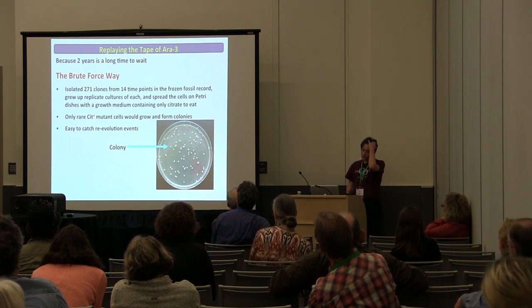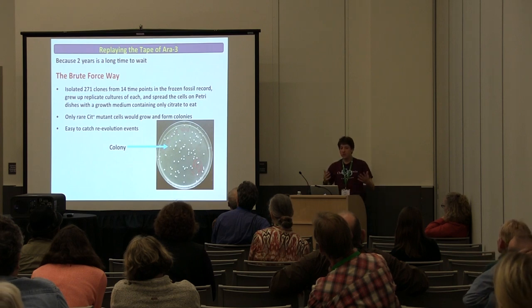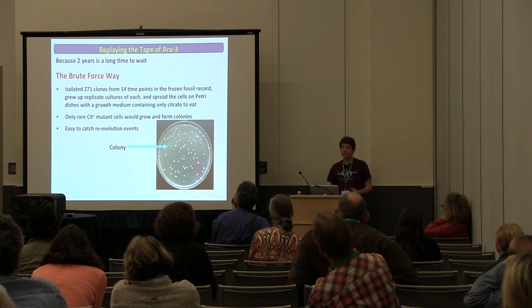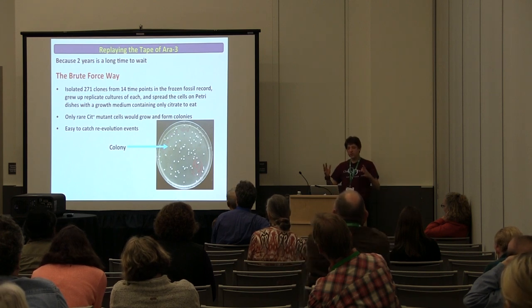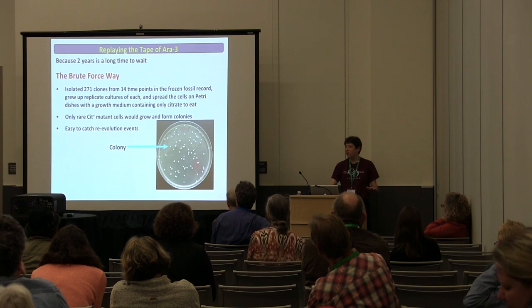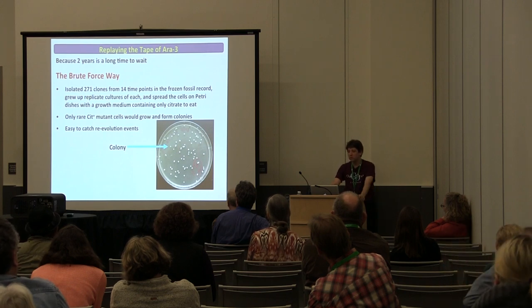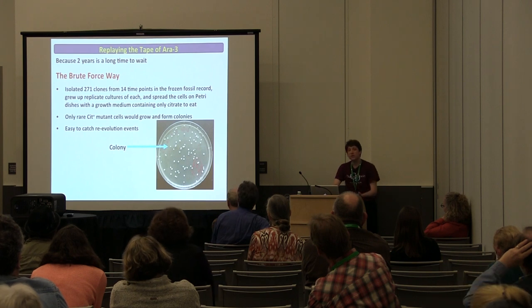But that was 2 years, which is a long time to wait, and I get bored easily. So I decided to try it another way as well, the brute force way, in which I isolated 271 clones from 14 different time points in the fossil record, and grew up huge cultures of each in replicate, and then spread all of the cells on petri dishes in which the medium contained only citrate to grow on. So only the rare Cit+ mutant cells could grow and form colonies. So this way it'd be easy to catch re-evolution.